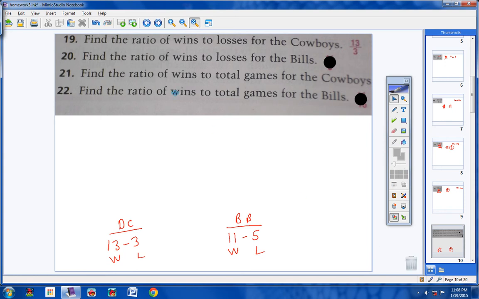Alright, number 20. Find the ratio of wins to losses for the Bills. Well, the wins were 11 and the losses were 5, so 11 to 5. Alright, number 21.